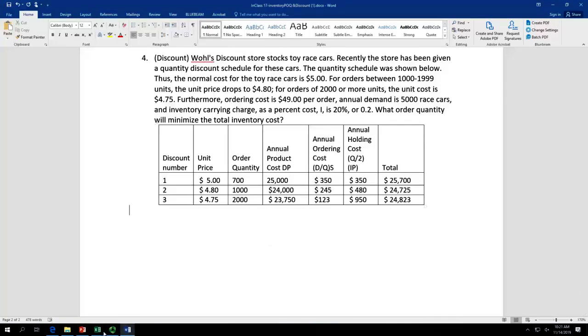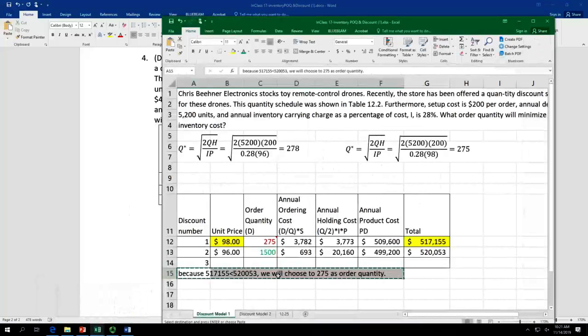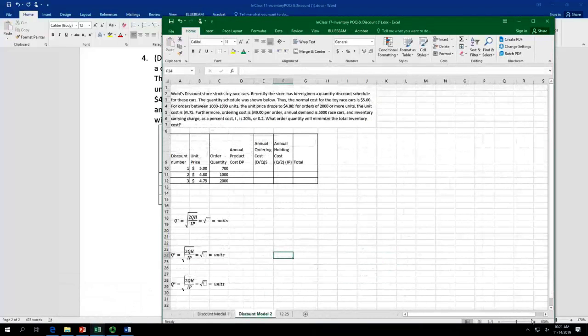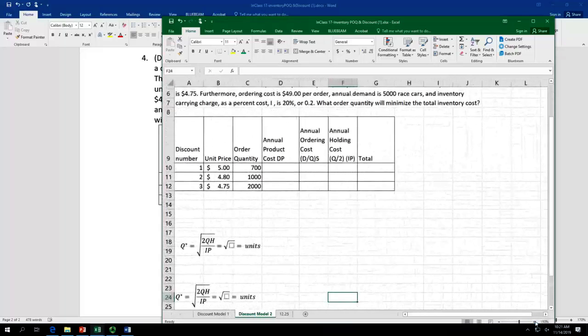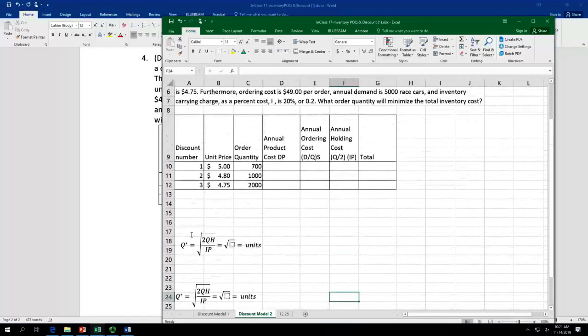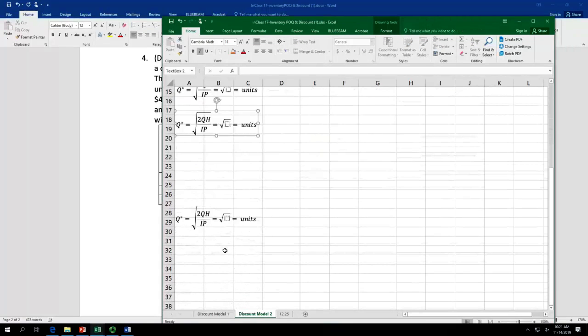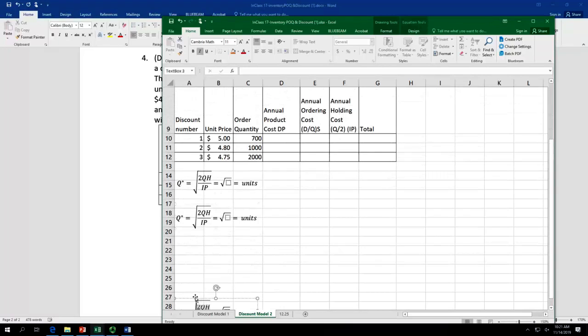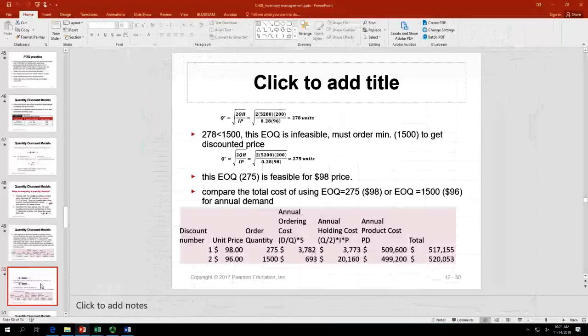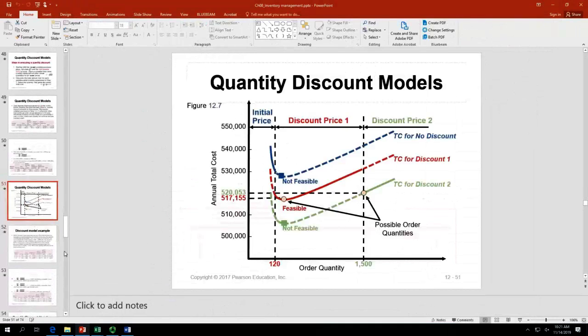And the next practice, similar, discount model. And we are going to repeat this. I'm not sure whether you can figure it out by yourself or not. If you can't, you can follow me. So I will go back to my Excel, my PowerPoint, let you see.